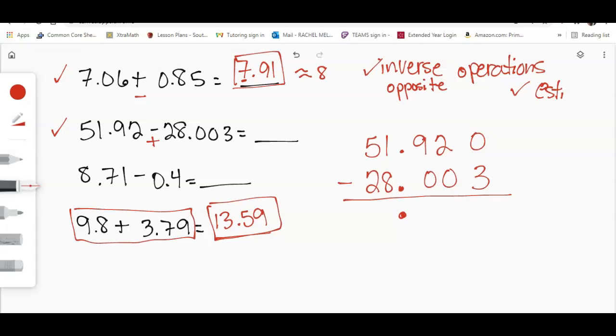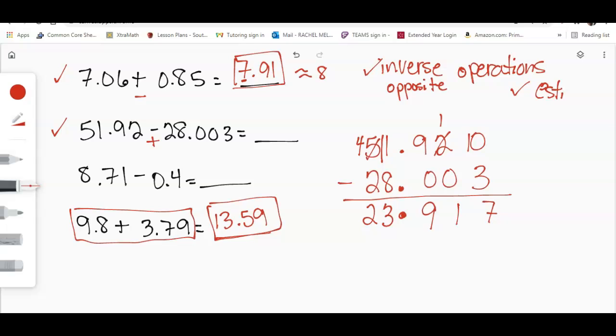So I cannot do 0 minus 3, so I regroup. 10 minus 3 is 7. 1 minus 0, 9 minus 0. I cannot do 1 minus 8, so I regroup. 11 minus 8 is 3, and 4 minus 2 is 2.